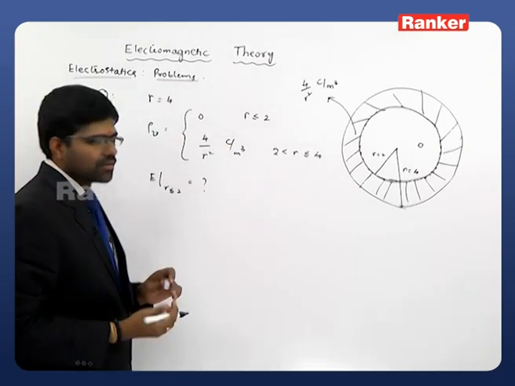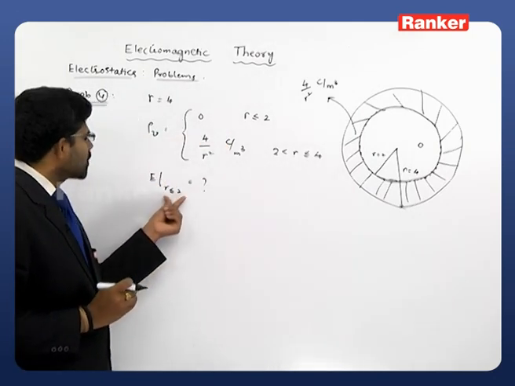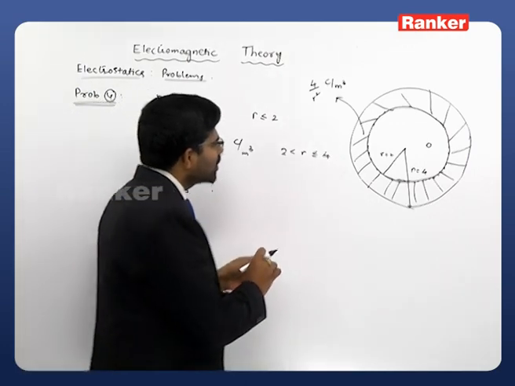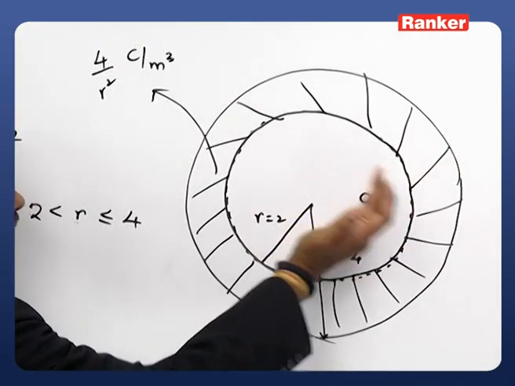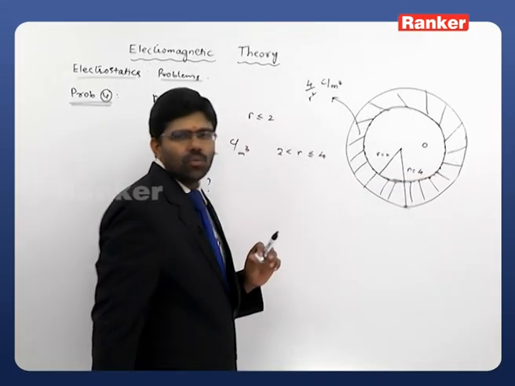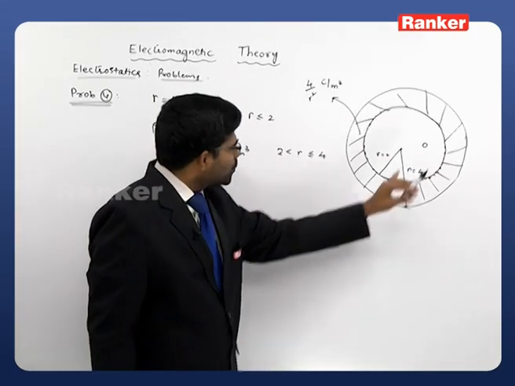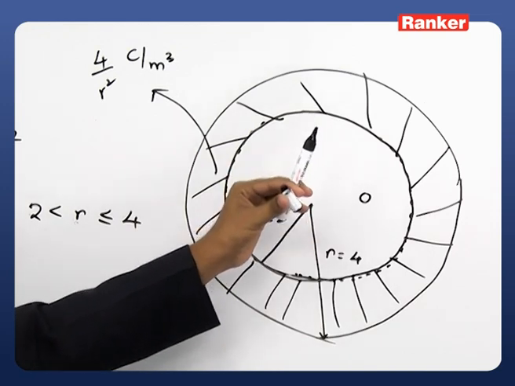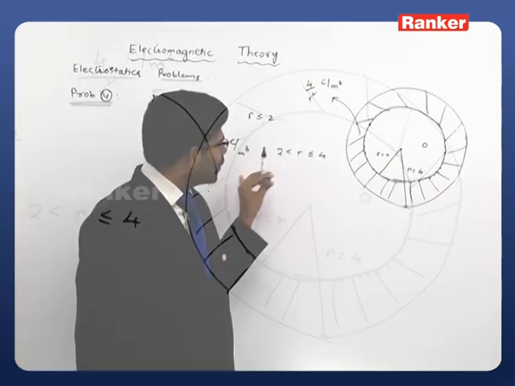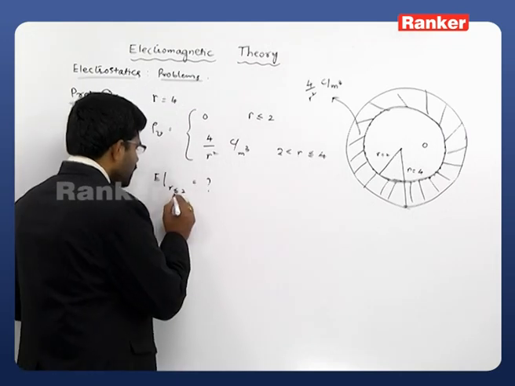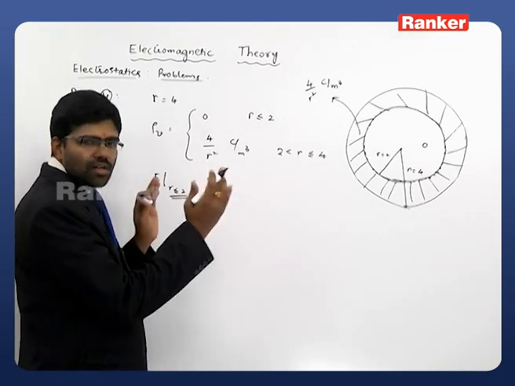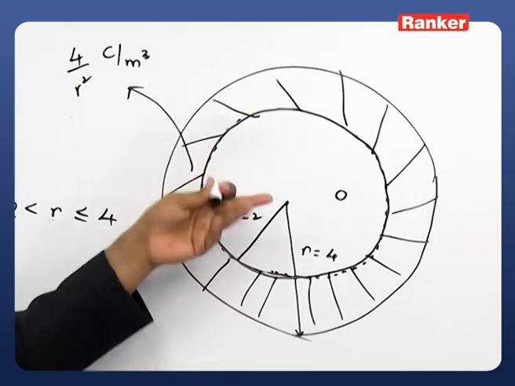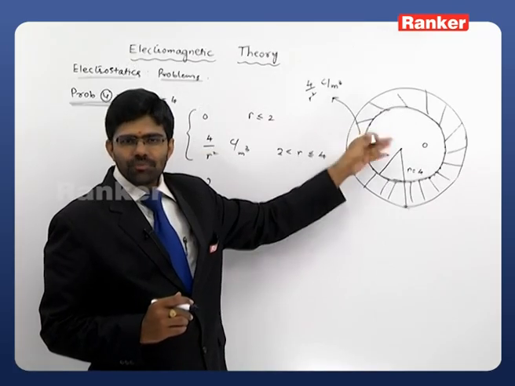Now as per our question, we want the electric field intensity for r less than or equal to 2, that is, the electric field intensity within the inner shell. Just observe, there will be no charge in this particular region. Since there is no charge within the region, given the condition r less than or equal to 2, the electric field intensity is also equal to 0.